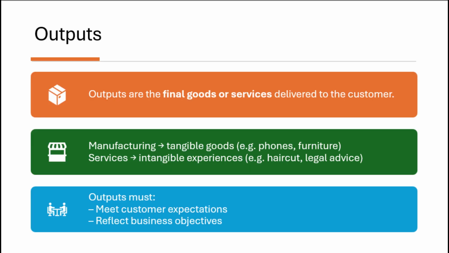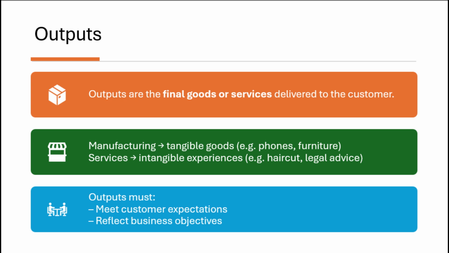Section 4. Outputs. Outputs are the final goods or services delivered to the customer. They should meet the expectations of customers in terms of quality, reliability, and value. If not, it reflects poorly on the business and may hurt its chances of achieving its objectives.